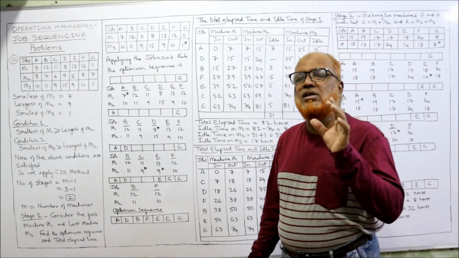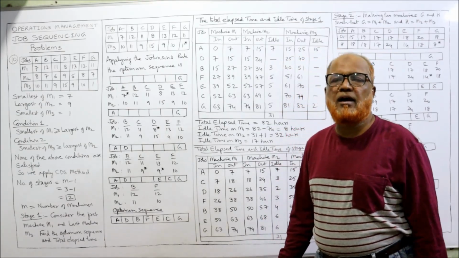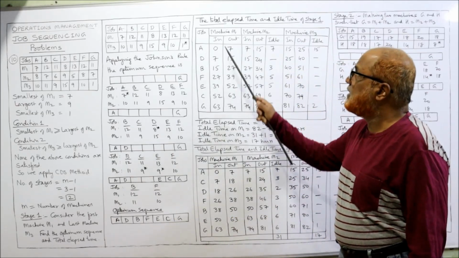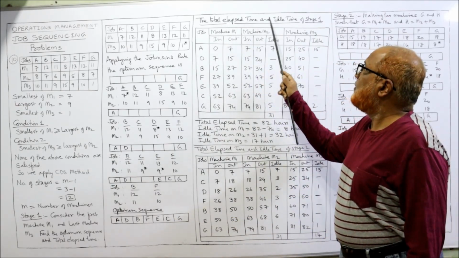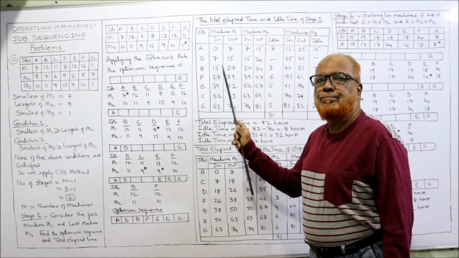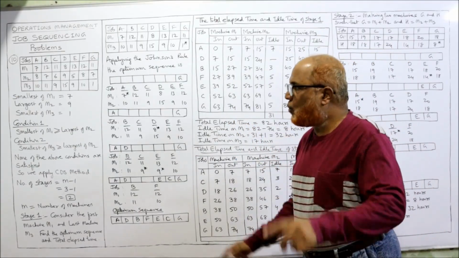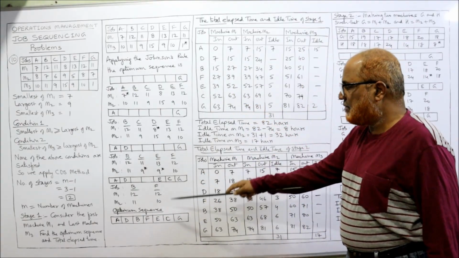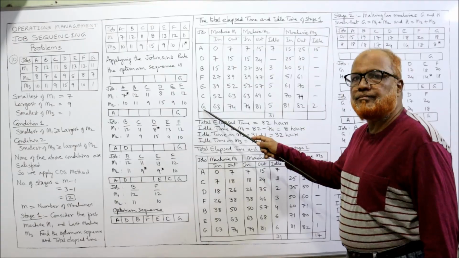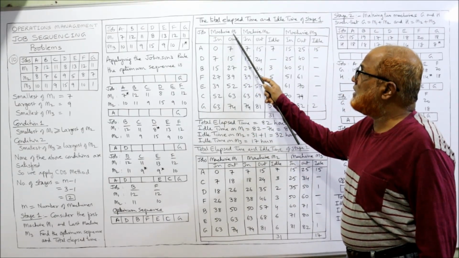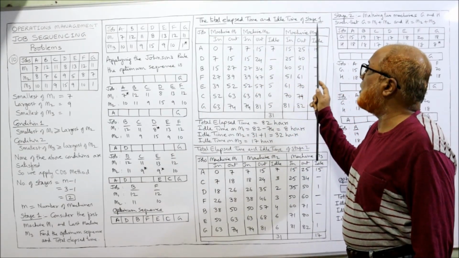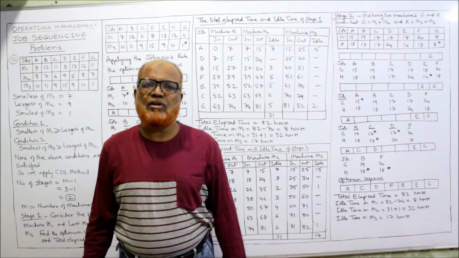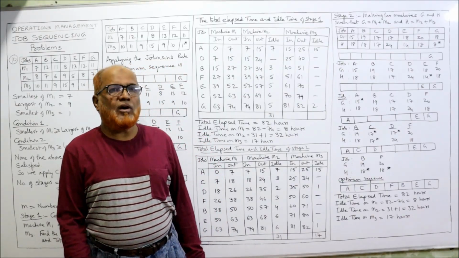Now we have to find out the total elapsed time and idle time for this sequence: A, D, B, F, E, C, G. We are calculating all these for stage number 1. Now 2 columns for machine M1, 3 columns for machine M2, 3 columns for machine M3: in, out. Exactly the same procedure as in the previous problems. Now we'll start from 0.